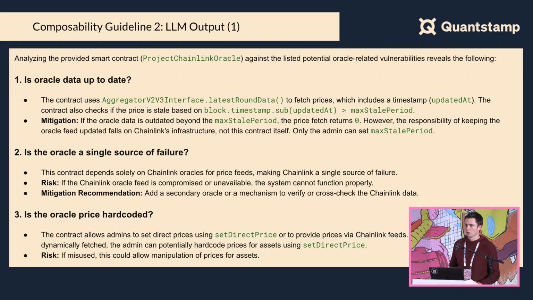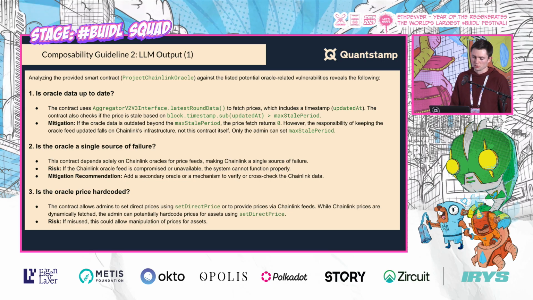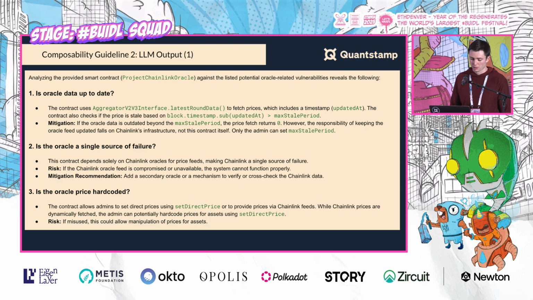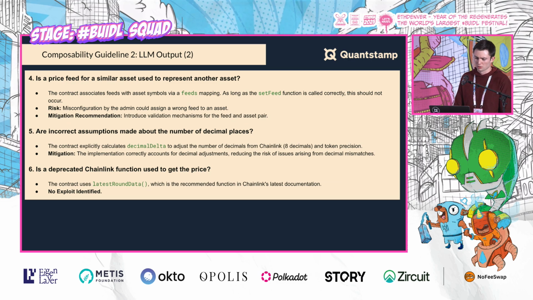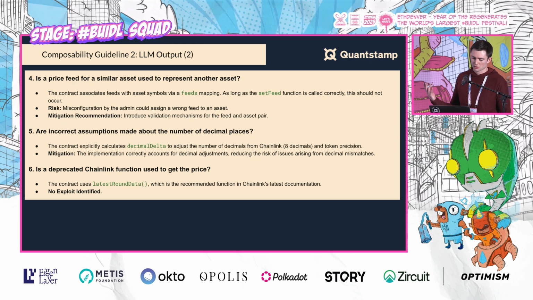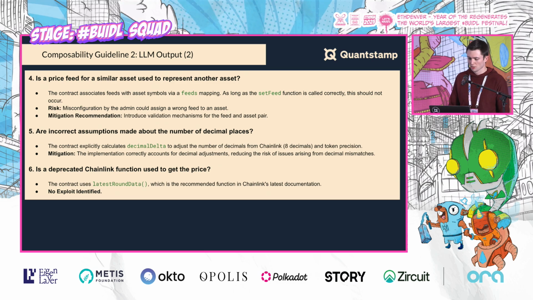So again, we supplied our checklist along with the code, and this is what we got this time. We get more of a question-based answer, where it's repeating the questions that we're asking in the checklist and then trying to answer them for us. So we see it ask things like, is the Oracle data up to date? Is the Oracle a single source of failure, like we talked about before? Is the Oracle price hard-coded? Is the price feed for a similar asset used to represent another asset, which could be similar to the decimal issue? And any other considerations that are similar to the previous ones.